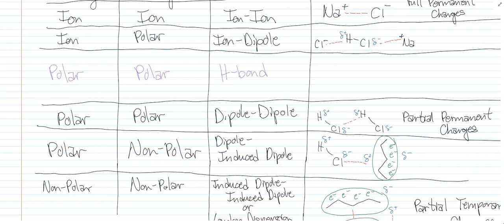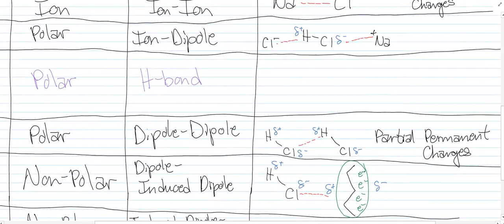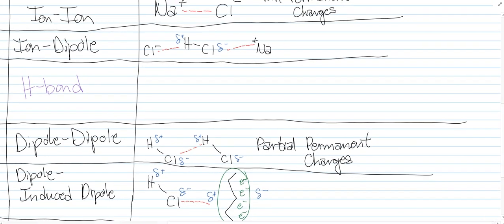Bond is special. It's just a dipole-dipole interaction, but it's super strong and very important, so we give it its own name. So, how do we get a hydrogen bond? We know that you get polar bonds if you have two atoms bonded to each other, where one is way more electronegative than the other. You get this dipole going on. Well, what are the most electronegative atoms?